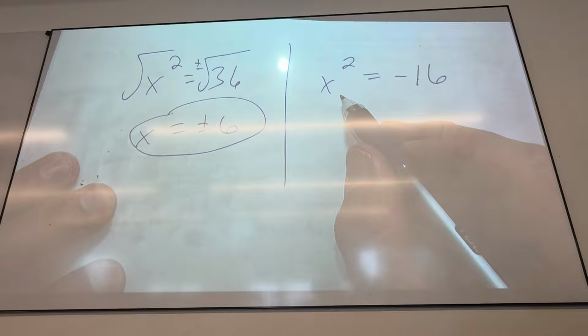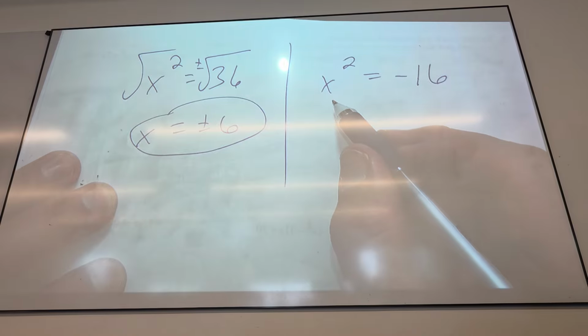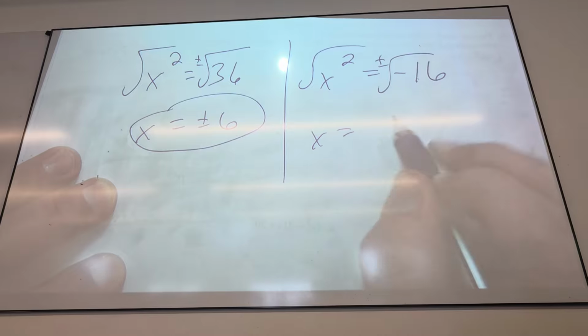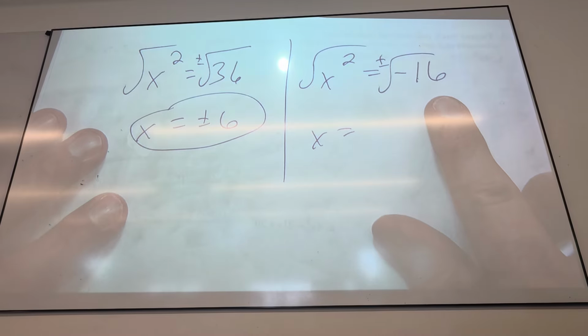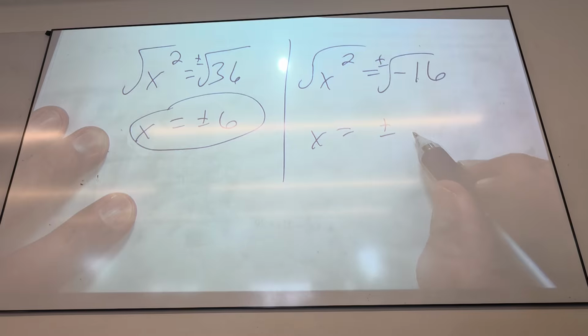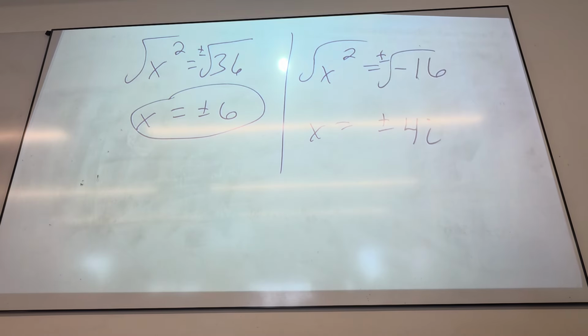Add 16. Square root. What's the square root of negative 16? Plus or minus 6? Not 6. That's 6 or 4. You guys with me? We know about complex numbers. Yes? Okay. All right.